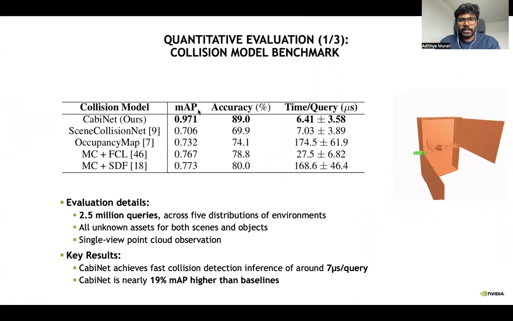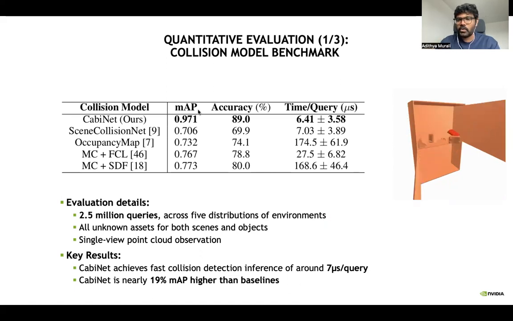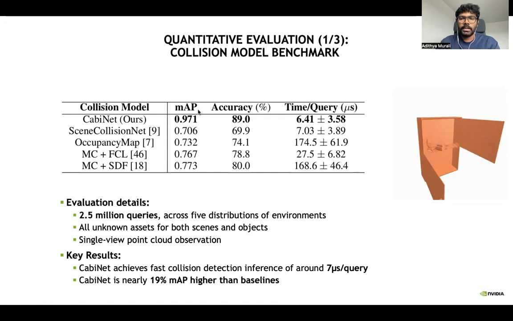So overall, CabiNet is a very fast point cloud-based collision checker, and it takes on average 7 microseconds per query. When we benchmarked it on multiple environments, including tabletops, shelves, cubbies, drawers, for over 2.5 million collision queries, CabiNet has a nearly 19% improvement over baselines.